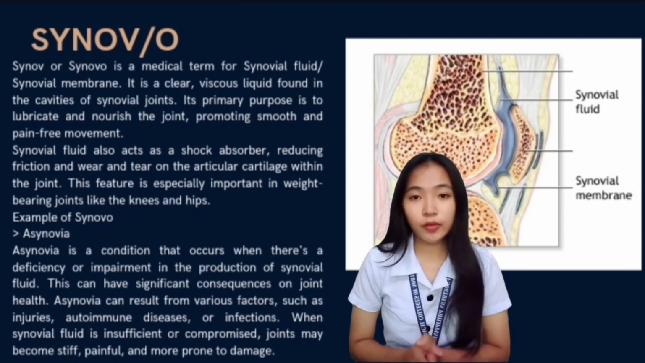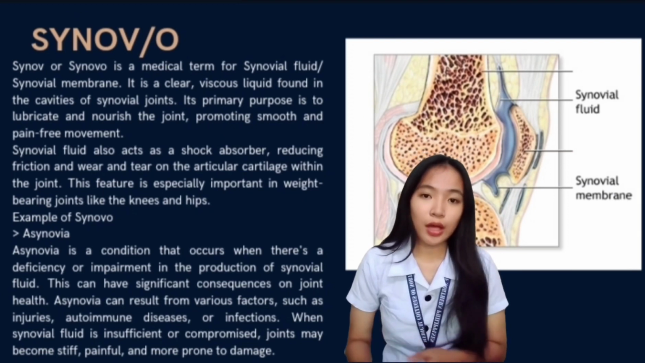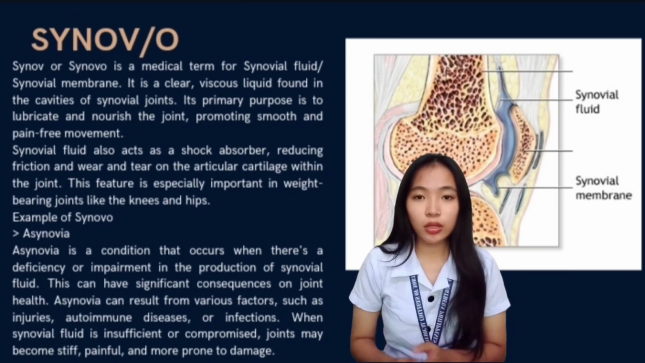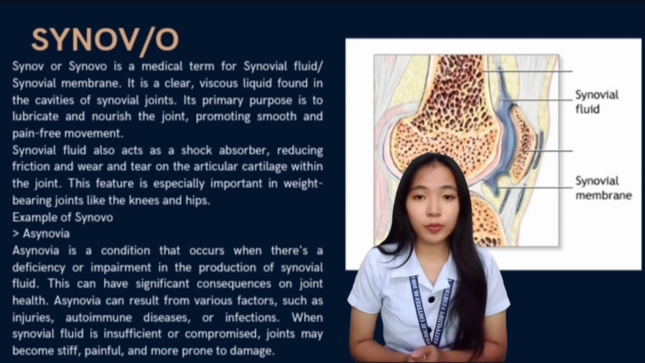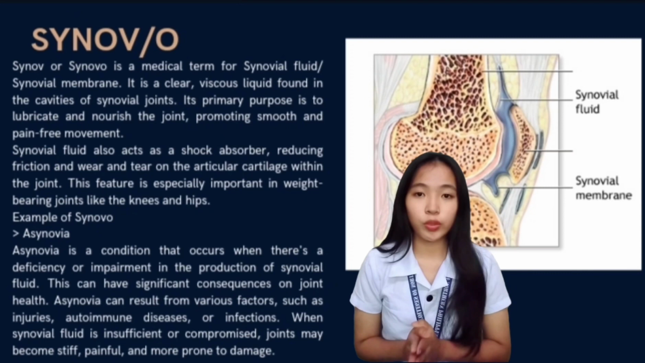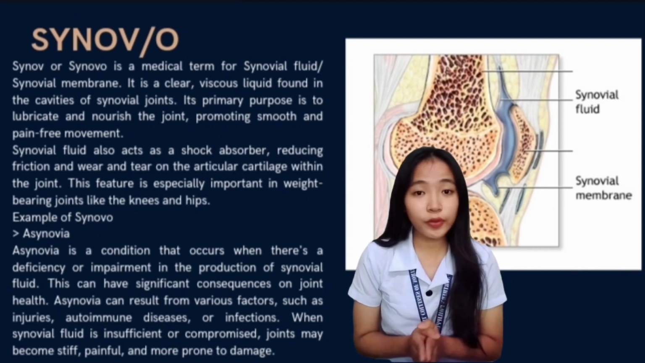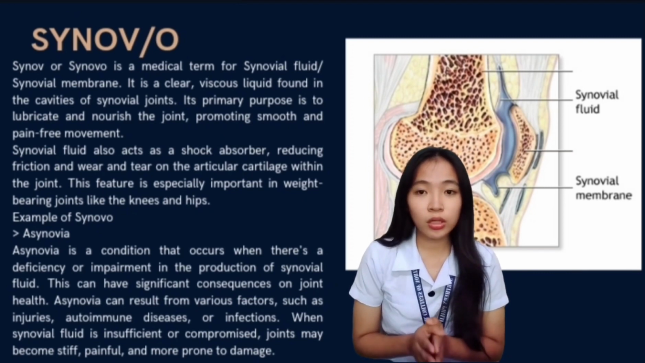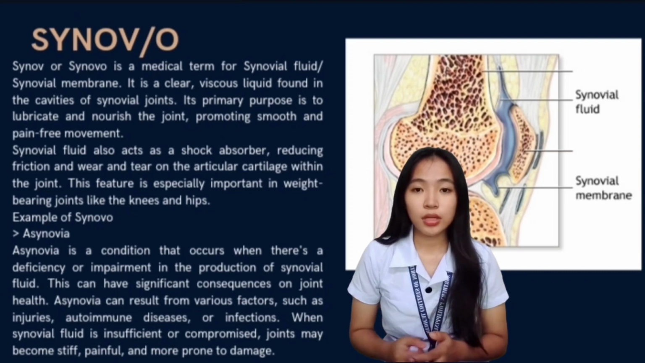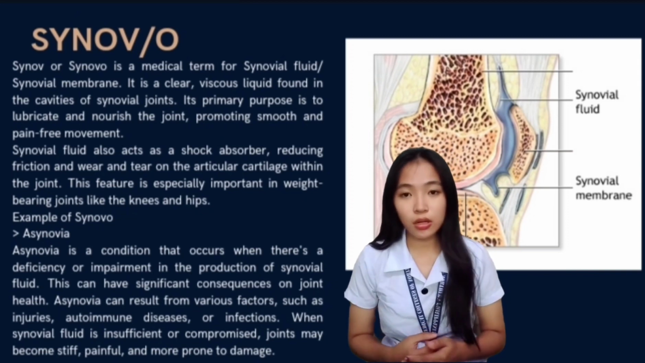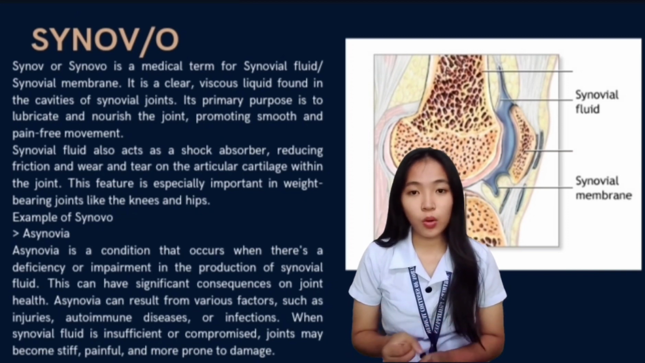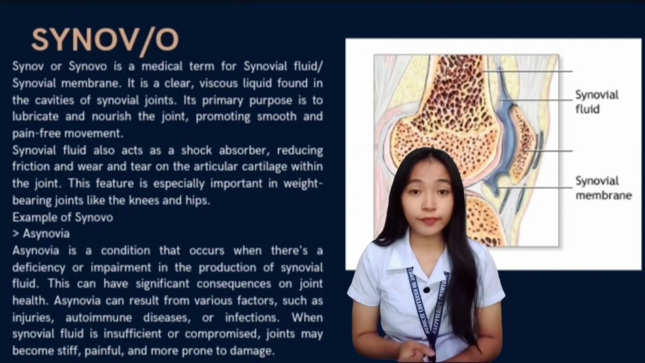The example of synovial is asynovia. Asynovia is a condition that occurs when there is a deficiency or impairment in the production of synovial fluid. This can have significant consequences on joint health. Asynovia can result from various factors such as injuries, autoimmune diseases, or infections.